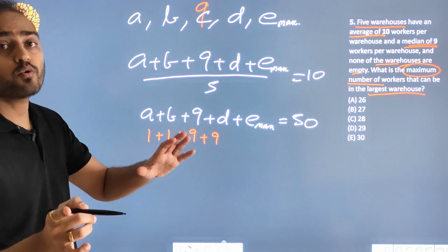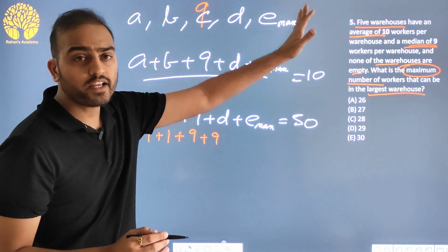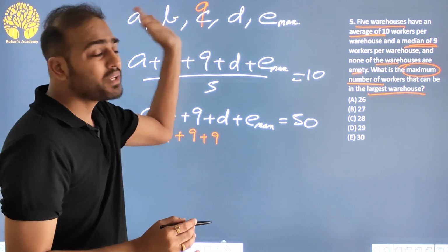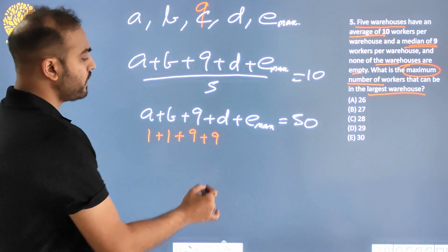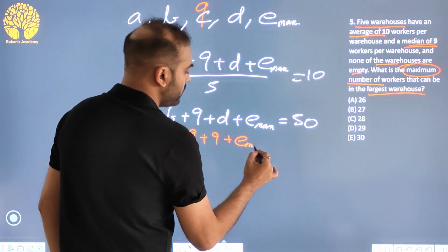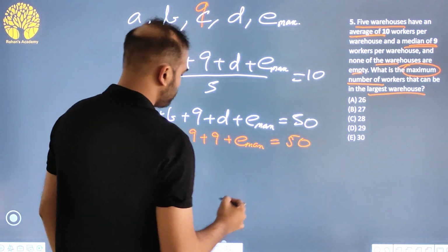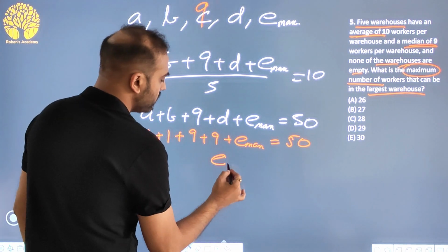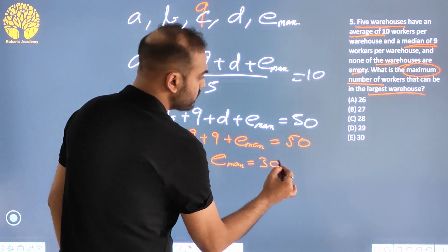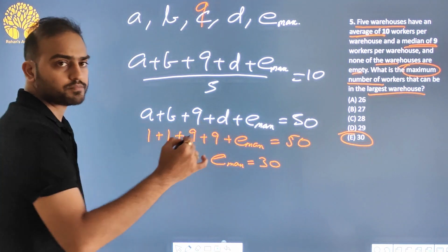Remember, in the beginning only we decided that this is ascending order. So D cannot be less than 9. Right? And then Emax is 50. So if you solve this, maximum value for E is 30.